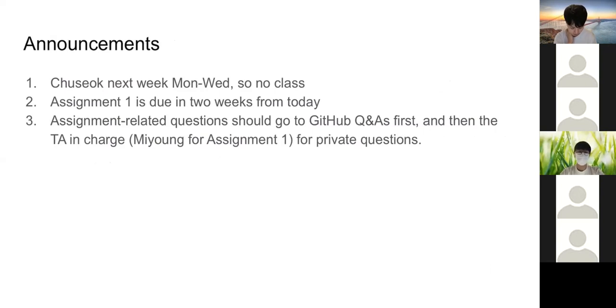Yeah, the next Monday. So assignment one is due in 2 weeks from today. I'm repeating what I said, but assignment related questions should go to GitHub Q&As first. And if they are private, please email TA in charge for assignment one. Of course, if it's not private questions, then please do it on GitHub Q&As. So I'm watching it. Oh, and also TAs will be watching it too. Any questions?